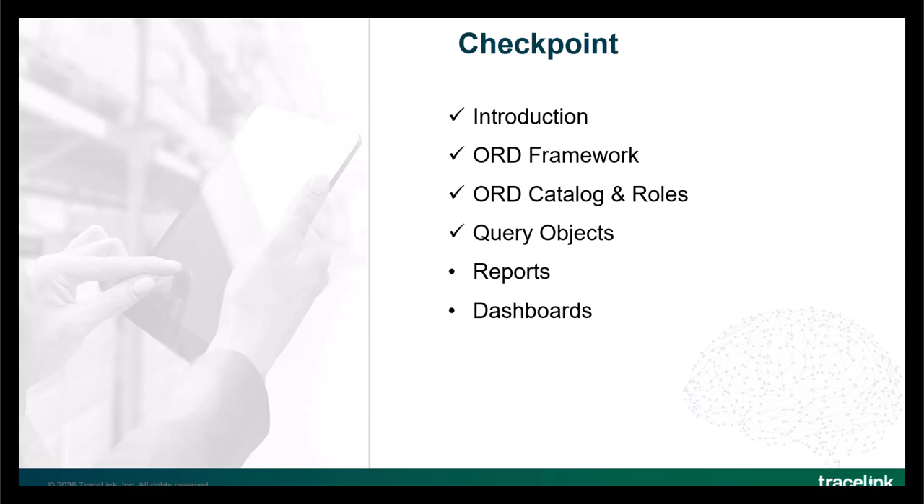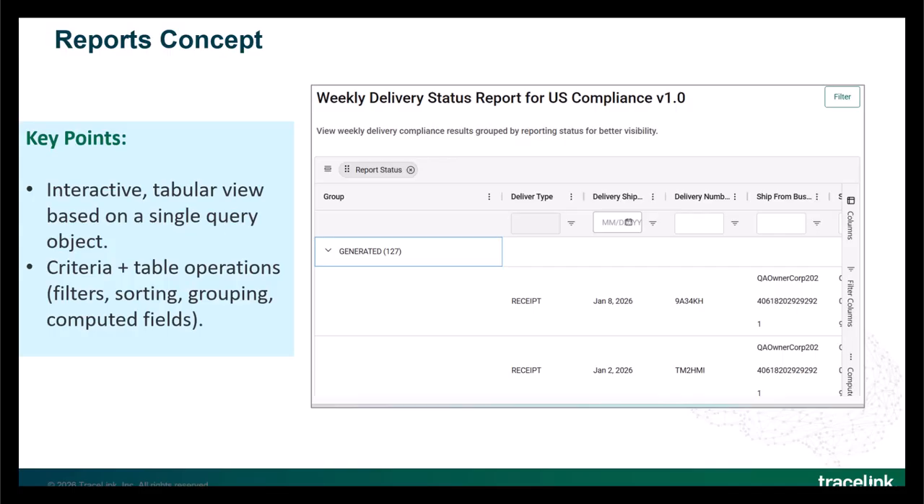Now on to reports. Reports leverage query objects to display tabular data for business objects that meet the specified criteria. They are no-code, interactive tables that retrieve data based on selected query objects and user-defined criteria, and then allow users to filter, sort, group, pivot, and apply computed fields for deeper analysis.